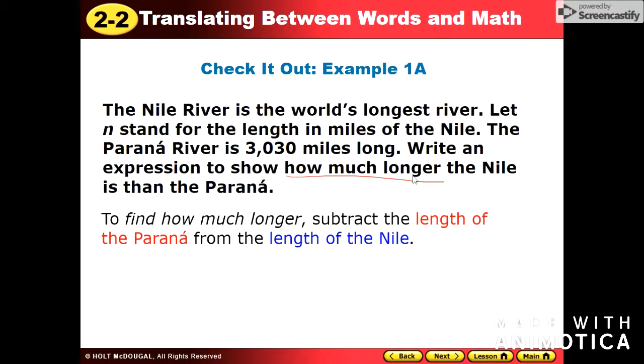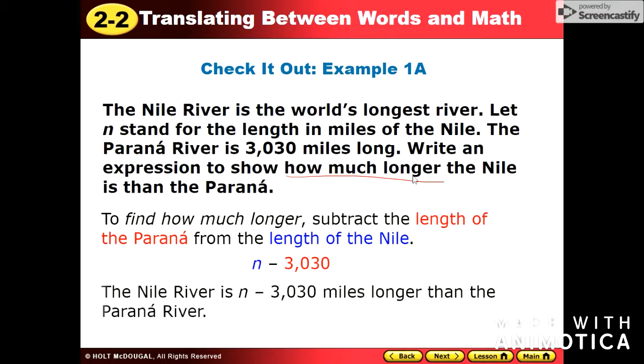Okay, so again, we're going to use subtraction to figure that out. If we took N, which is the Nile, and we subtracted the other river's distance, that would give us how much longer the Nile is than the other river. So hopefully you came up with N minus 3030 for your answer.